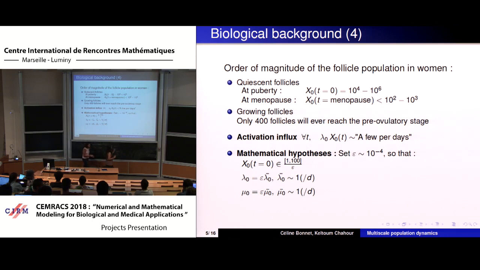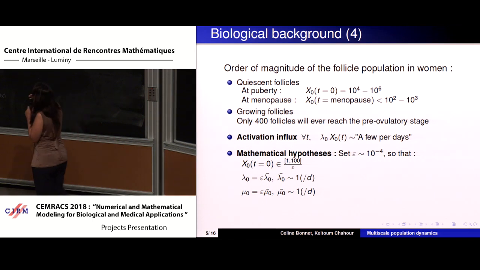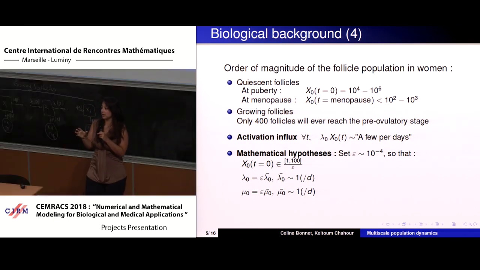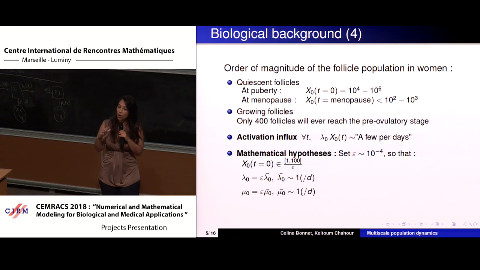Thank you. So now you have all the biological background to do some mathematics. You understand two things. The first is that the initial pool of quiescent follicles is huge. So we can introduce some epsilon and make this hypothesis: the initial pool of quiescent follicles, x0 at t equal to 0, is of the order of 1 over epsilon. And the second thing is that the quiescent follicles have a very slow dynamic.